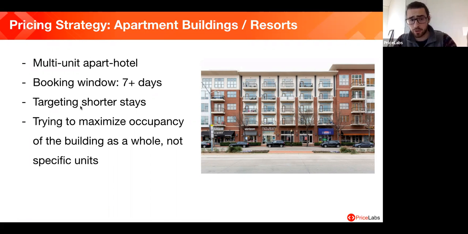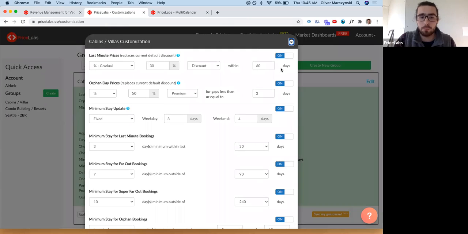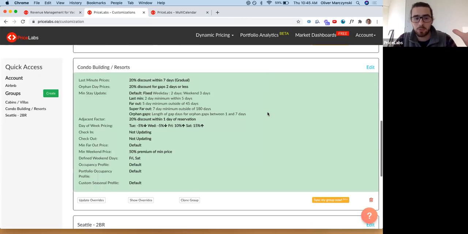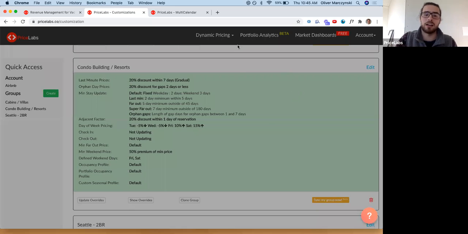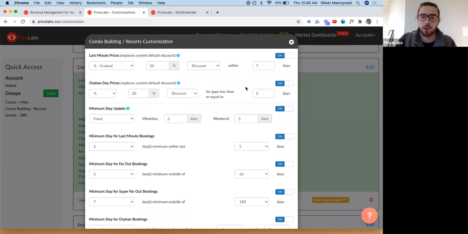So they're targeting shorter stays since it's an apartment. Their booking window is a lot more last minute since it's more urban here. Most of their bookings are coming in 7 days or more in advance, and less so 2 months plus. Taking a quick peek at what something like that would look like, you can have a different group for those condos and resorts in your portfolio, and you can have totally different rules that apply. Those last minute discounts could kick in much more last minute here.